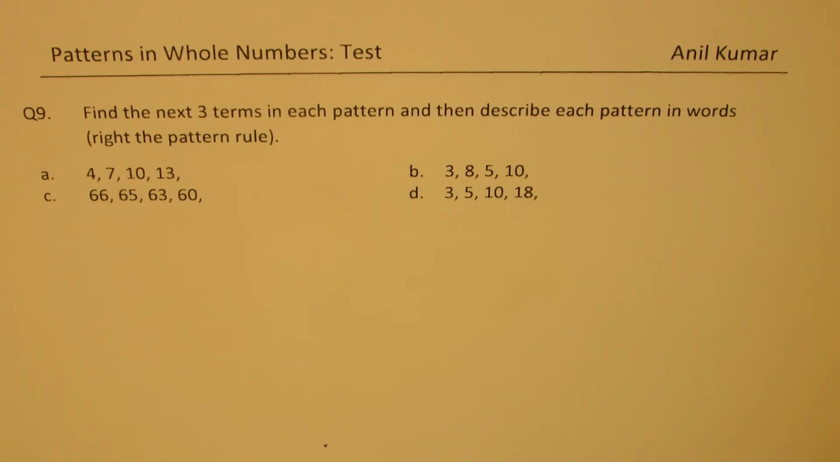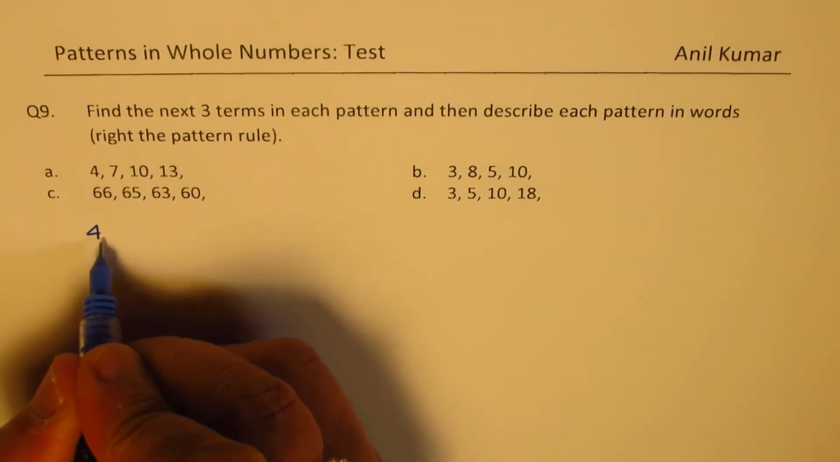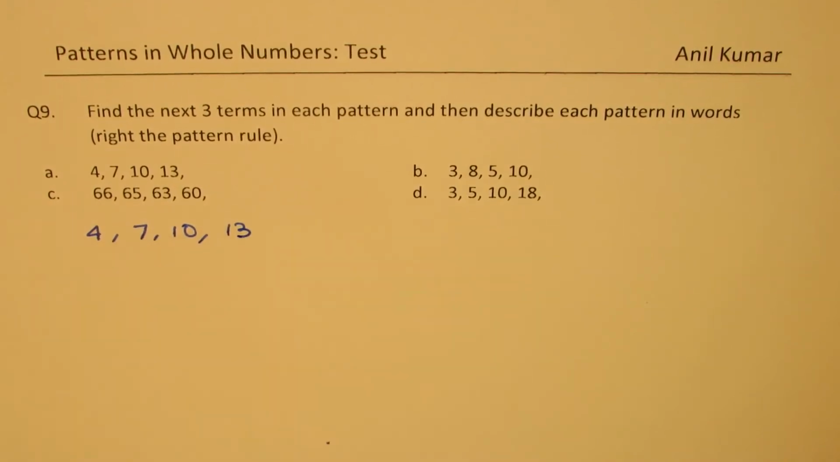Question number 9 is from a test paper. We have already discussed 8 questions of this question paper earlier. So the question here is, find the next 3 terms in each pattern and then describe each pattern in words. Write the pattern rule. So let's begin with the very first one, which is 4, 7, 10, 13.